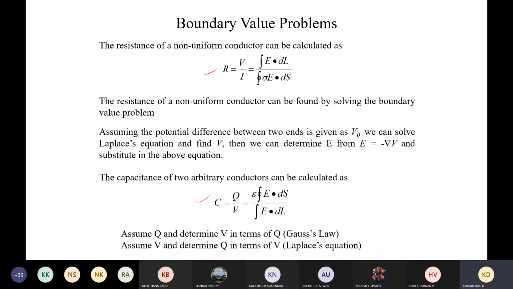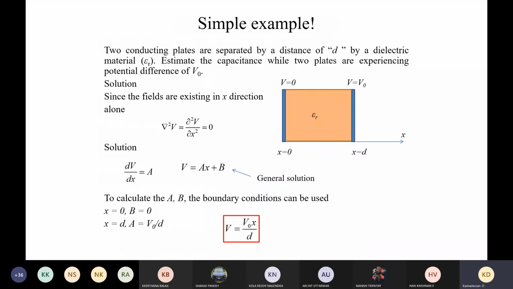Let's see how to calculate the capacitance for different structures. So here is a very simple example. We are going to take two parallel plates, and they are separated by some dielectric material. Okay, let's say silicon dioxide. So the silicon dioxide has the epsilon R of 4. 3.9 is the precise value.